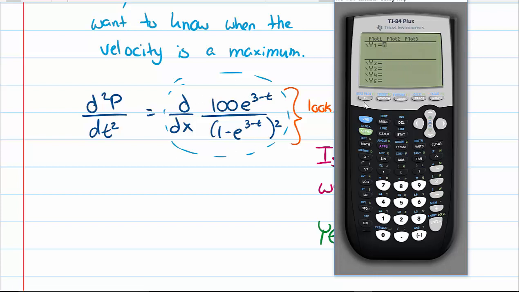So I have a fraction, so it's y equals, you get 100. To get to e, you push second, and then ln, and then 3 minus, and again here I'm going to push x. In the calculator, we're going to replace all of our variables with x. Open the parentheses, 1 minus e to the 3 minus x, drop down, close the parenthesis, and square it. And then go ahead and just push graph. Now your window might look different than mine.